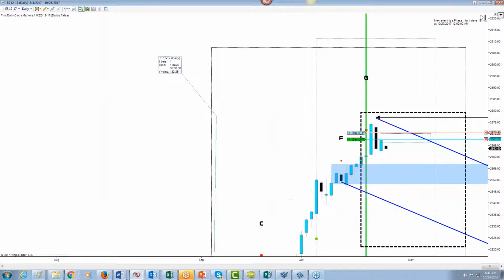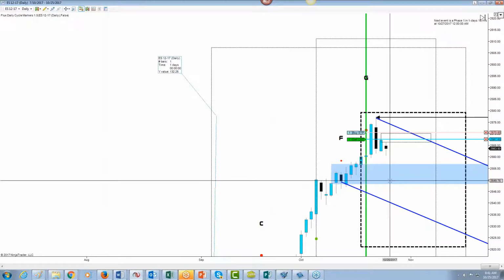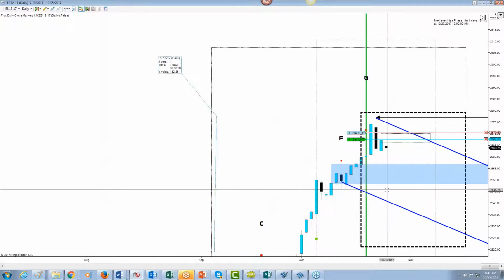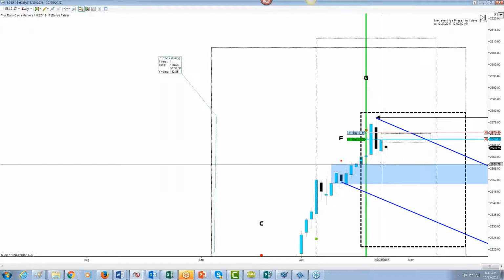Over here, to try to grab that pull down into this zone. So that would be an acceptable risk reward. That would be almost 3 to 1, 4 to 1.